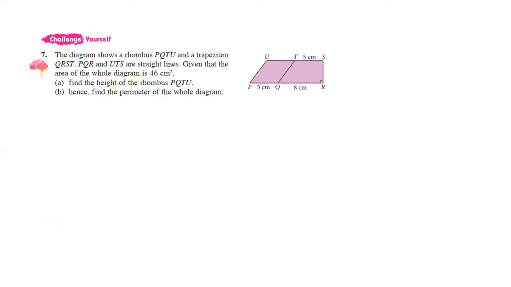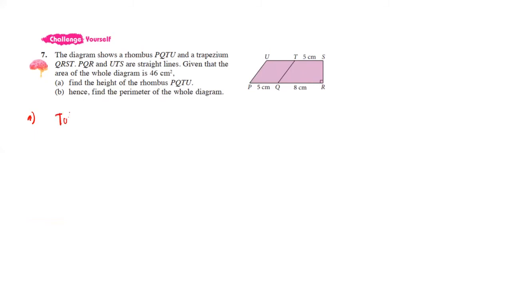The diagram shows a rhombus PQTU and a trapezium QRST. PQR and UTS are straight lines. Given that the area of the whole diagram is 46 cm square, find the height of the rhombus PQTU. All right, so let's try and find the height of SR, okay?